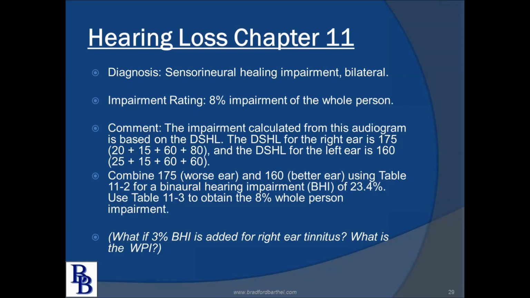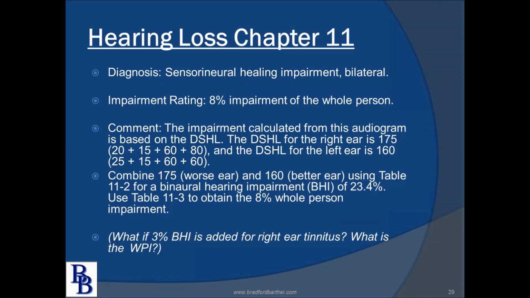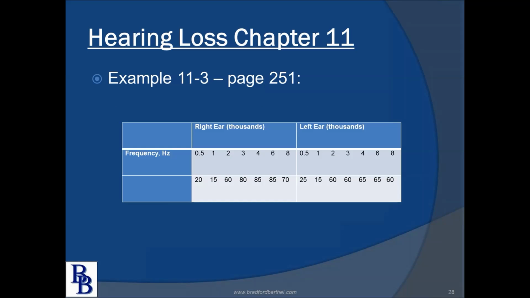So here's how that one worked out. It came with a total of 8% WPI for that individual based on that audiogram. So here's how it was done. The comments section of that example tells you how it's done. You take those four numbers, those 4 frequencies, and you add these. So for the right ear you add these 4: 20, 15, 60, 80. For the left ear, you add these 4: 25, 15, 60, and 60. So that's the decimal sum hearing loss, just those 4 values added together.